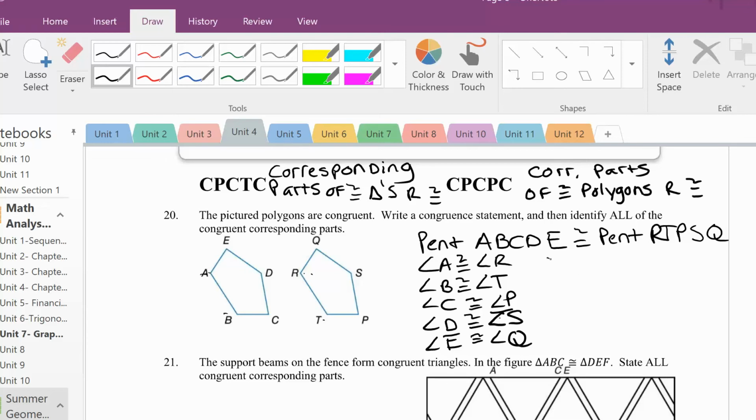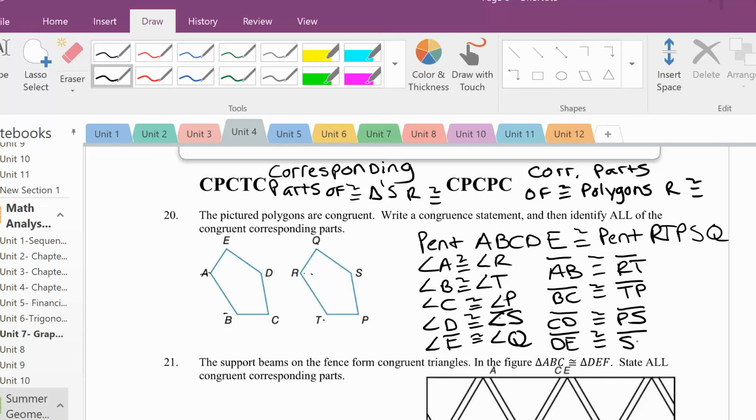As far as the sides go, AB would be congruent to RT. BC would be congruent to TP. CD would be congruent to PS. Then DE would be congruent to SQ, and EA would be congruent to QR.